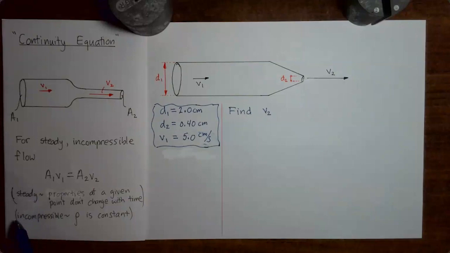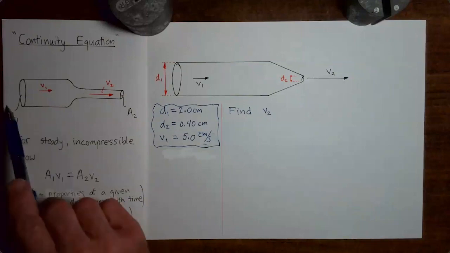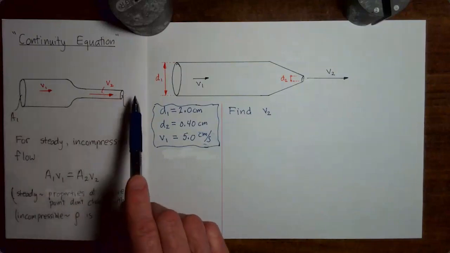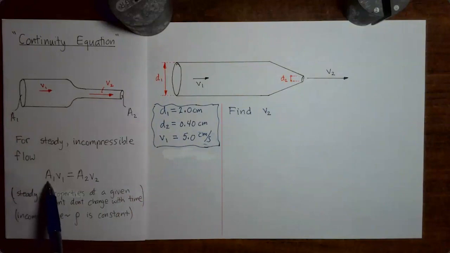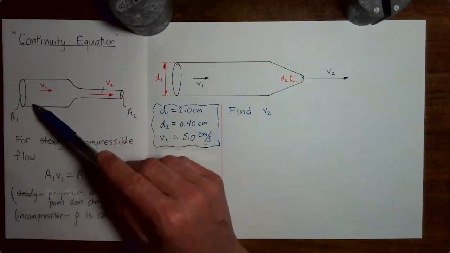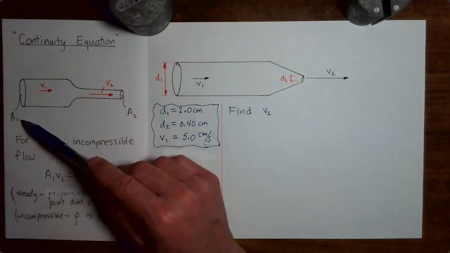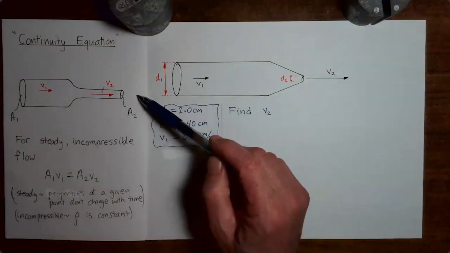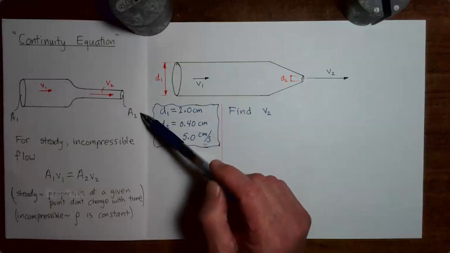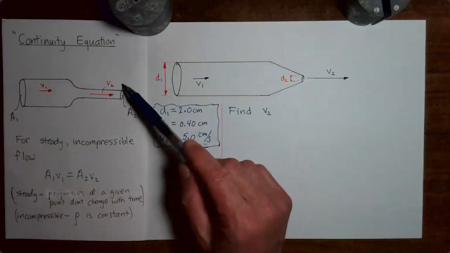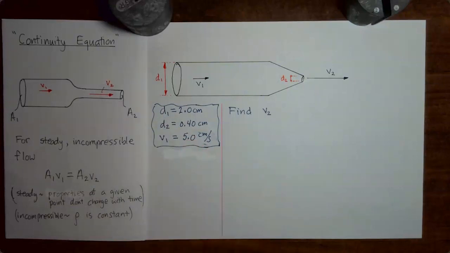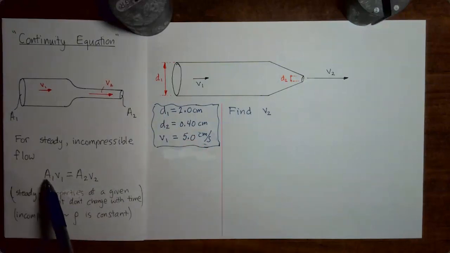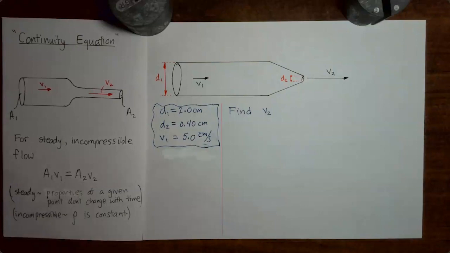Basically, what the continuity equation says is that as we go through the flow, the product of the cross-sectional area and the flow speed is a constant. So in this figure, we have on the wide side, cross-sectional area A1 and flow speed V1, and on the narrow side, cross-sectional area A2 and flow speed V2. The continuity equation then gives us A1 V1 equals A2 V2.